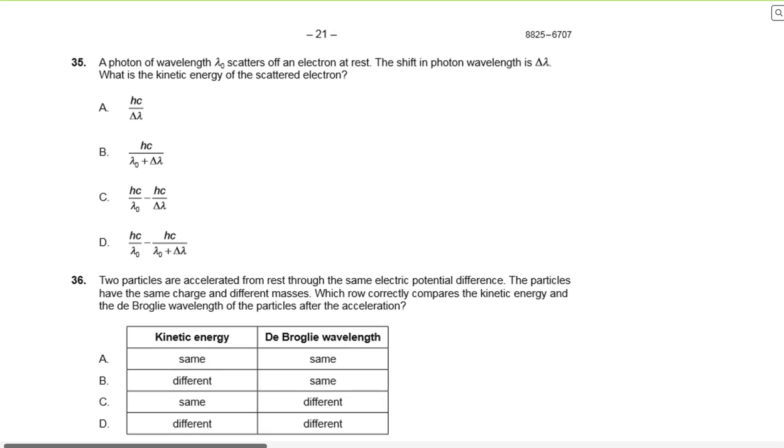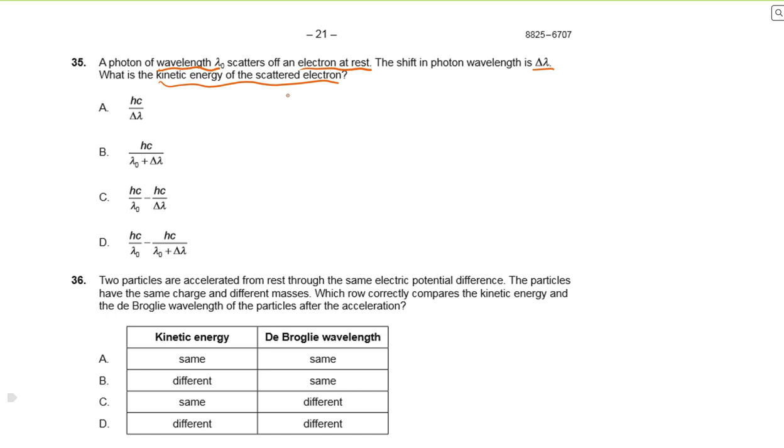Question 35. A photon of wavelength lambda naught scatters off an electron at rest. The shift in photon wavelength is delta lambda, and what is the kinetic energy of the scattered electron? So this is Compton scattering, and we have two formulas, right?